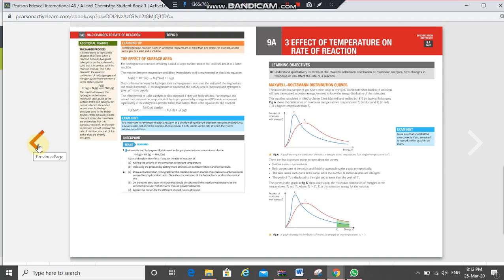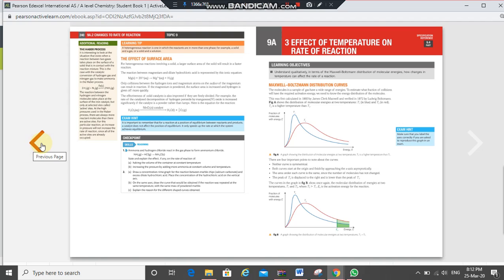Factor number one is concentration. By increasing concentration, I'm going to increase the number of molecules inside the volume. So we will have more collisions and more successful collisions. All of these will increase the rate of the reaction.